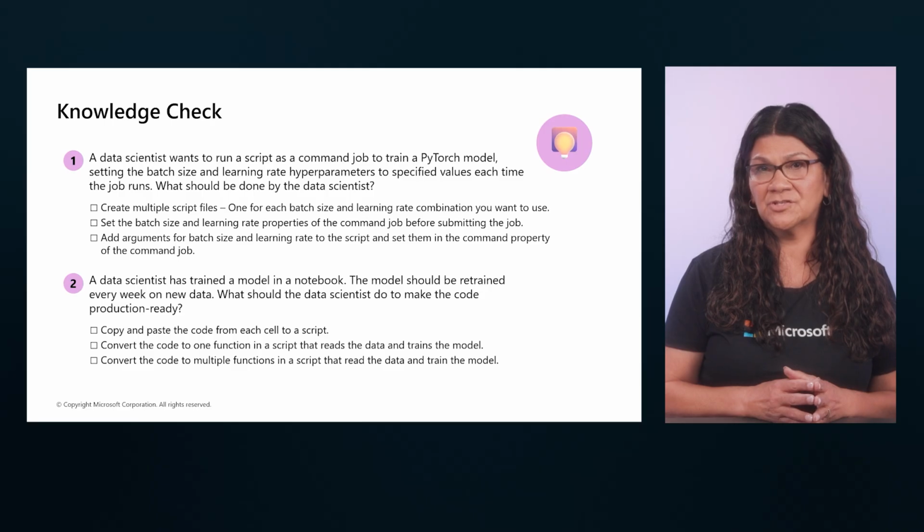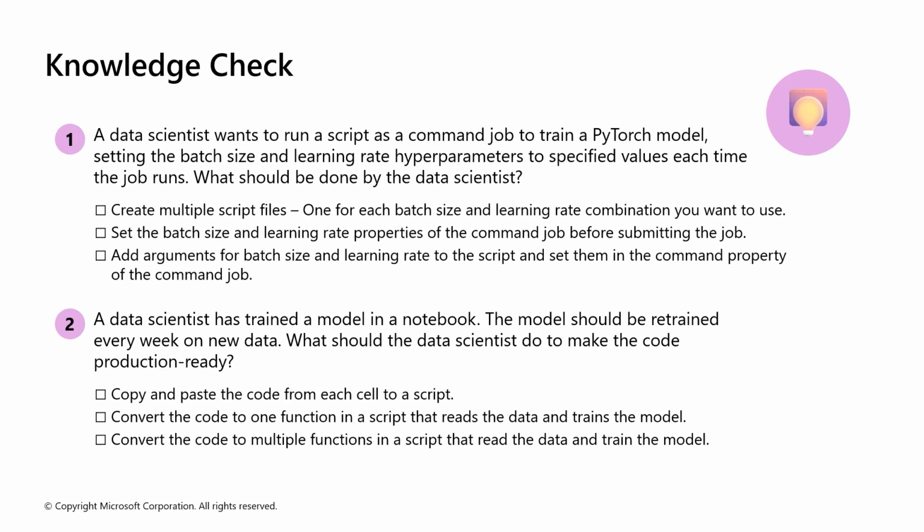Now it's time for our knowledge check. Question 1. A data scientist wants to run a script as a command job to train a PyTorch model, setting the batch size and learning rate hyperparameters to a specified value each time the job runs. What should be done by the data scientist? Answer: add arguments for batch size and learning rate to the script and set them in the command property of the command job.